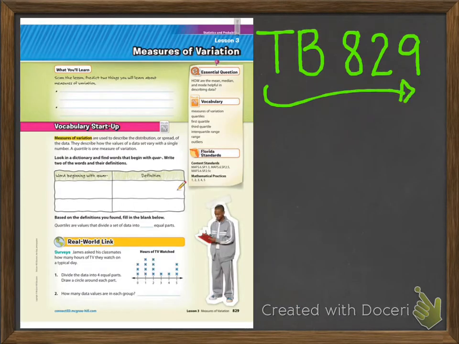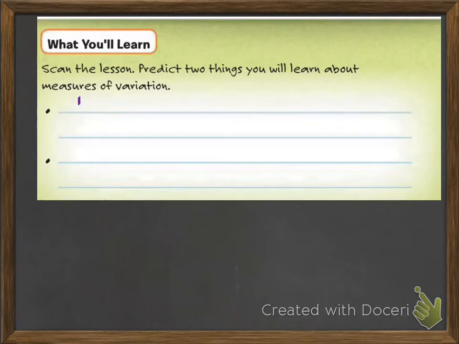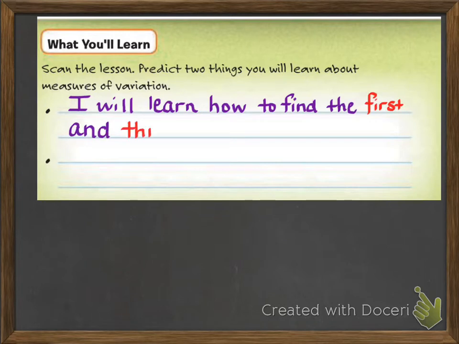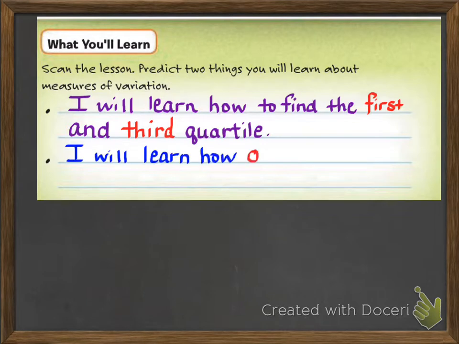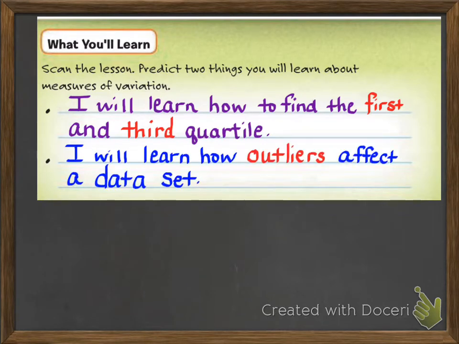Also, we're going to be working now on textbook page 829, so you want to take a look at that. It says to scan the lesson and predict two things you'll learn about the measures of variation. So the first thing is I will learn how to find the first and third quartile. You want to have first and third in red. You want to make sure that you are using your colors. This is an important section for you to use the colors. And you will also write here that I will learn how outliers affect a data set. So we're going to learn what outliers are. Those should be in red as well.